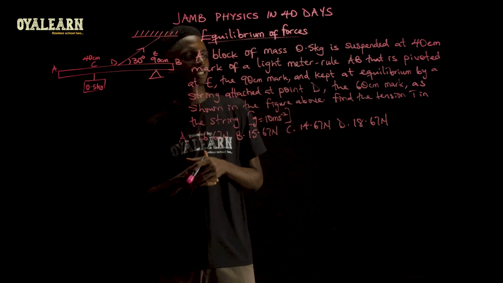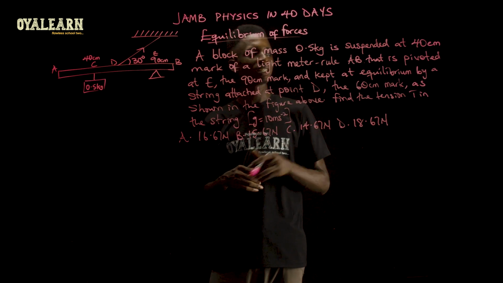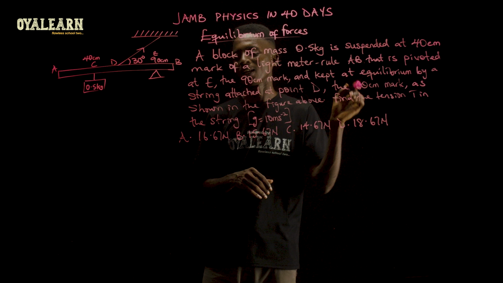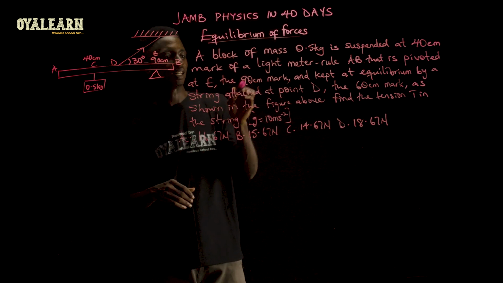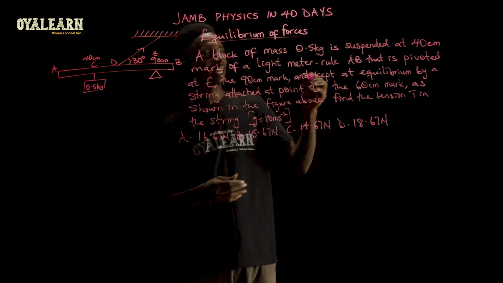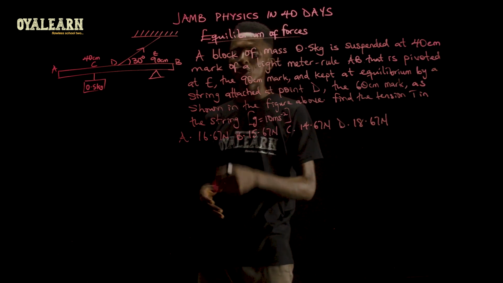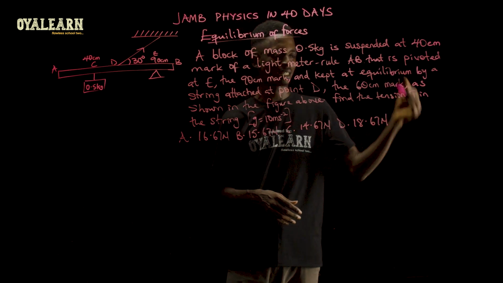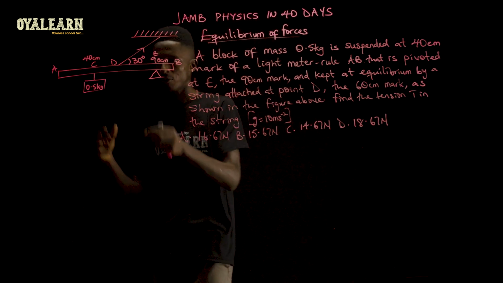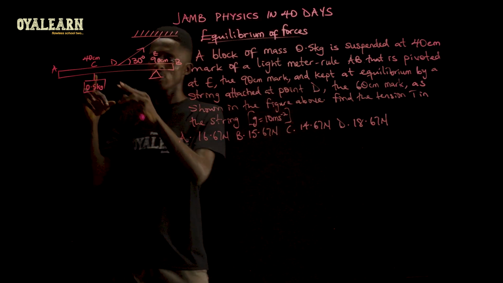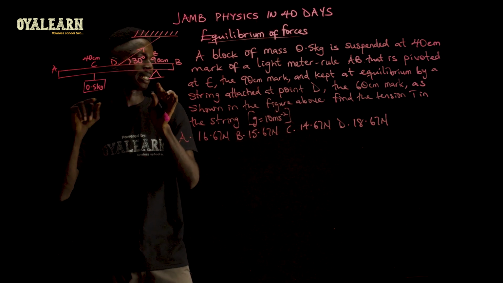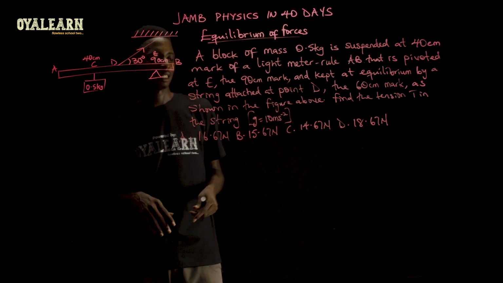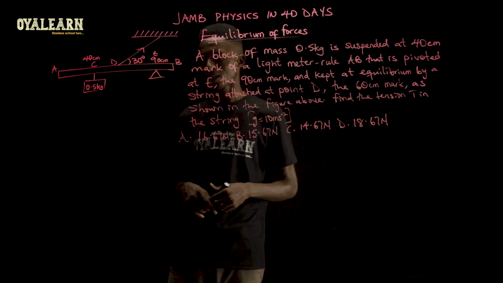A block of mass 0.5 kg is suspended at the 40 cm mark of a light metal rule AB that is pivoted at E, the 90 cm mark, and kept at equilibrium by a string attached at point D, the 60 cm mark, as shown in the figure above. All the things I just mentioned, you can also see from this diagram here. So we have to find the tension in the string, taking g as 10 meters per second squared.